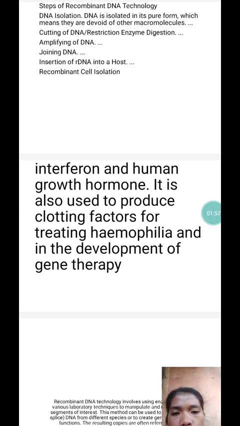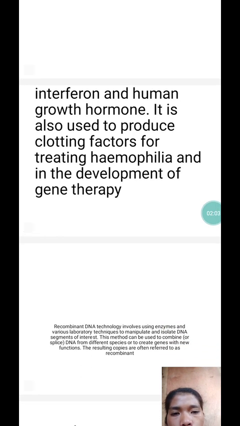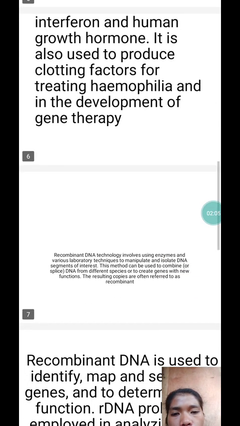It is used to produce insulin and human growth hormone. It is also used to produce clotting factors for treating hemophilia and in the development of gene therapy.